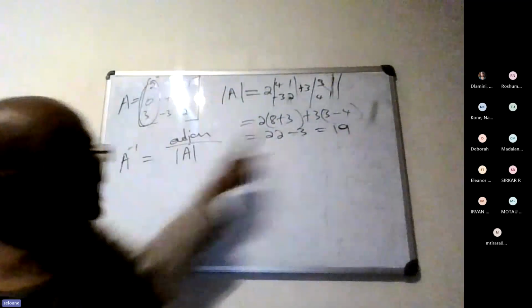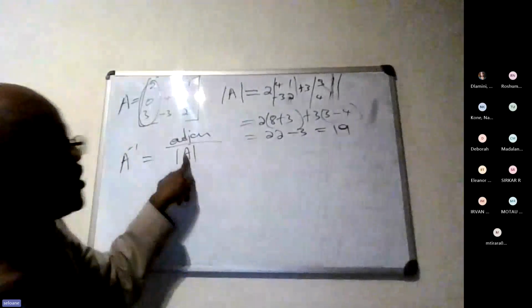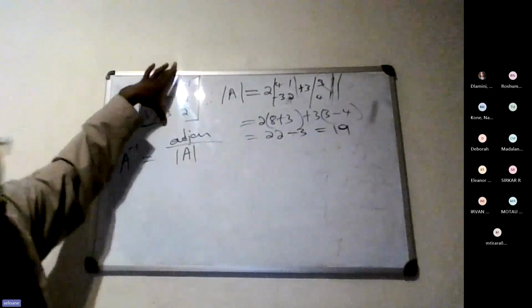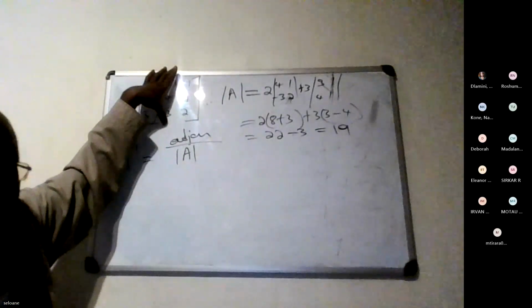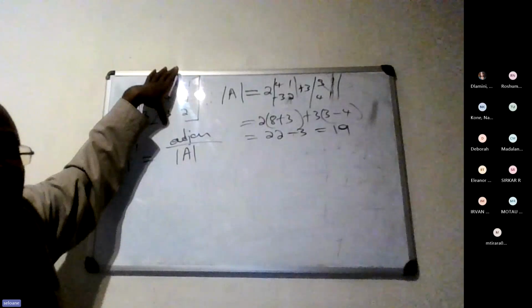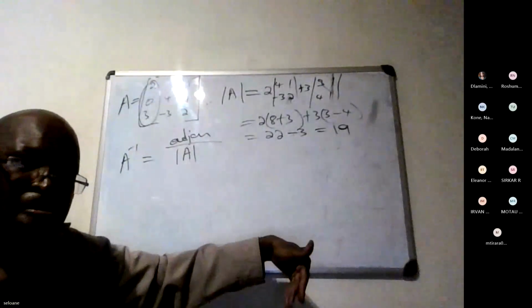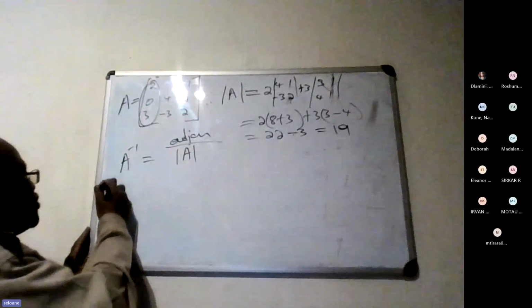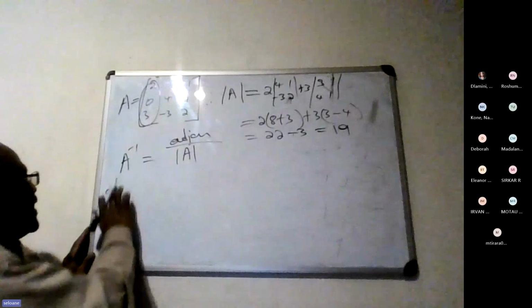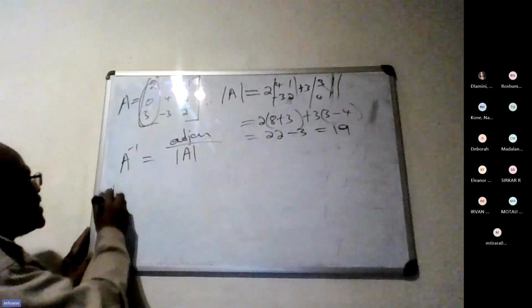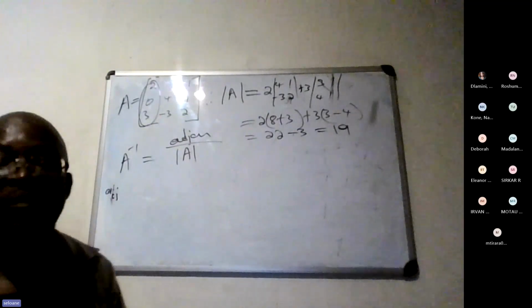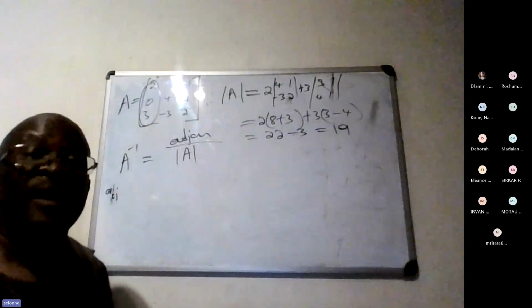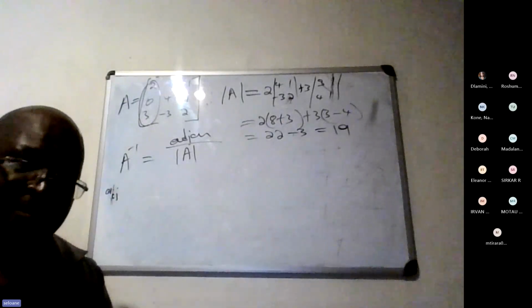Then we're going to come and plug it here. Because the determinant is not 0, there's an inverse. Then how do you get the inverse now? You are now going to find the adjoint. Remember, after finding the adjoint, we're now going to transpose it.